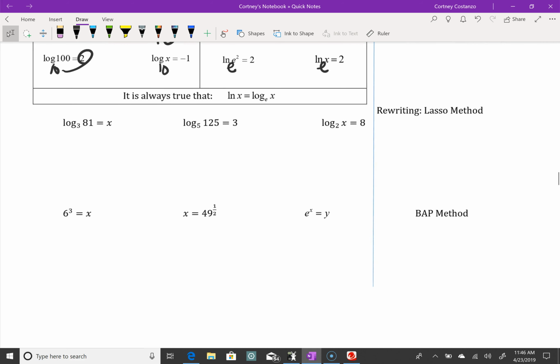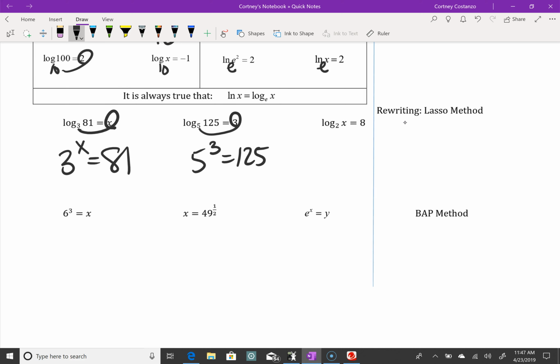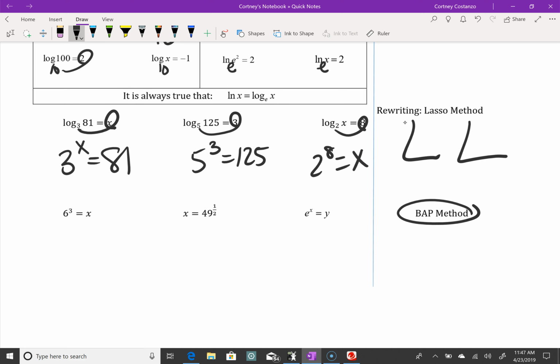So the first thing that we want to review is something that we called the lasso method. You always take the base of your log, lasso it up to the answer, and then you can either solve for x in this case, in the problem, or wherever the variable happens to be, or it could be just like a prove or a simplify. So you always take the base, lasso it to the power, and if you can, solve for x. Now we always lasso a log, all right, but you cannot lasso an exponential. So we came up with a different acronym for that one, and that's the one that we call BAP.